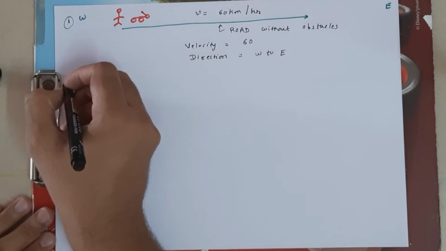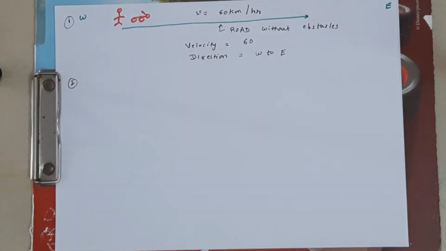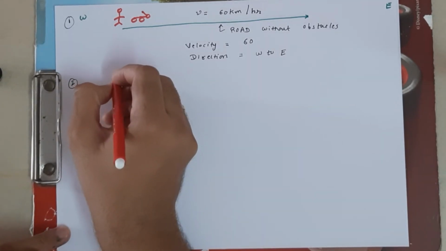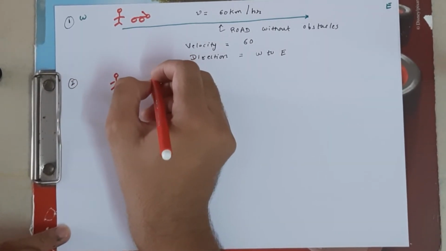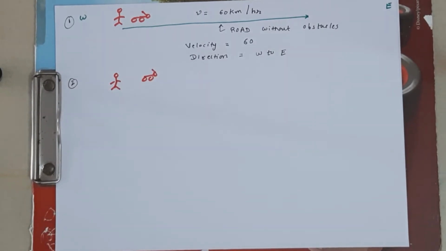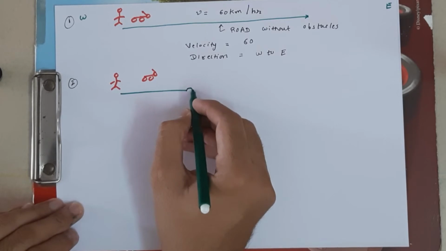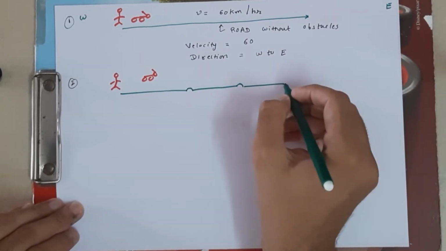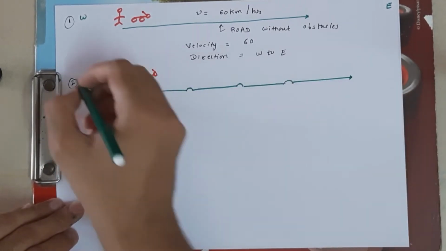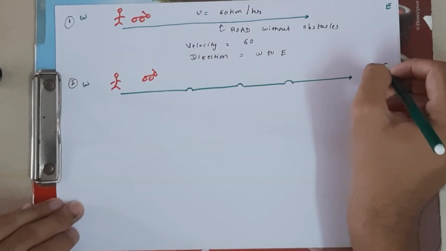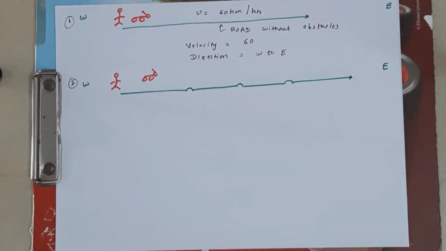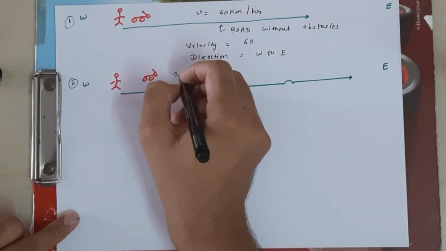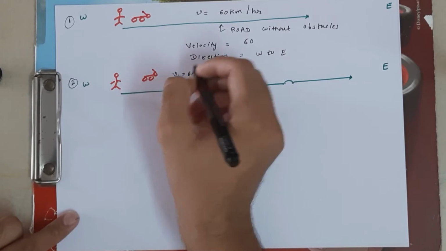Clear? Okay, now I have to pick up the second case. So in the second case, what happened? Again we have to assume the same thing. A boy with his motorcycle, but the road has some obstacles. From the same direction, west to east direction. At some stage the velocity is v1, which is 60 km per hour.